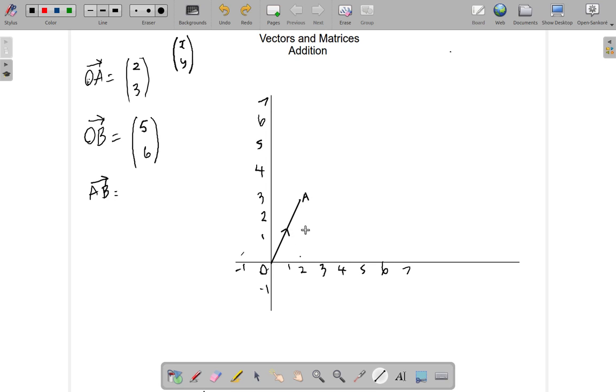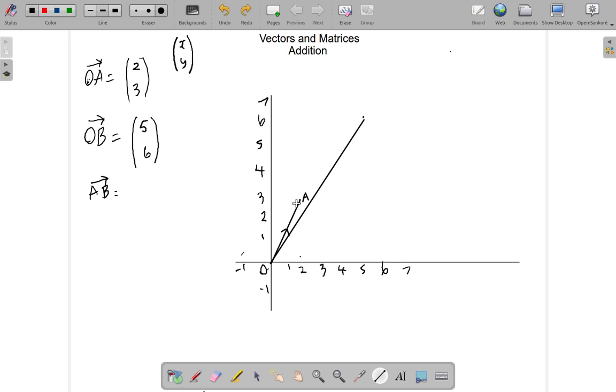Alright, OB: 5 along X, so I identify 5 here, and 6 along Y, I see 6 up there. My estimation shows that this is above 5 and beside 6, so I think it's going to be right there. So this is OC.